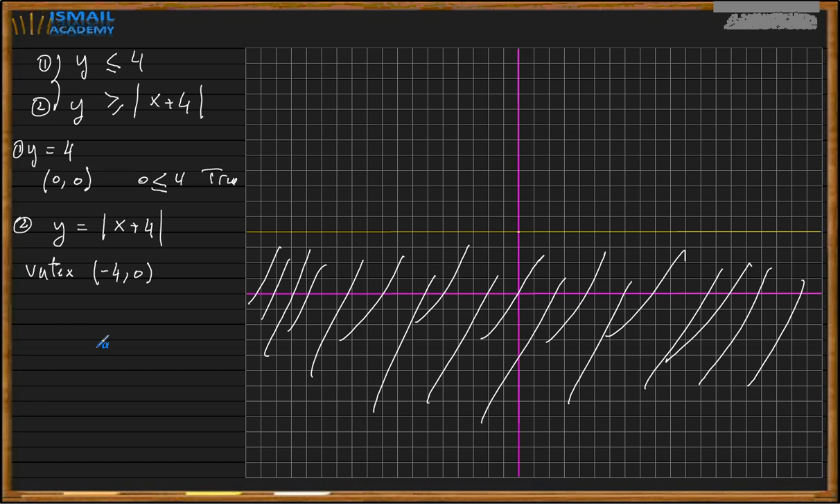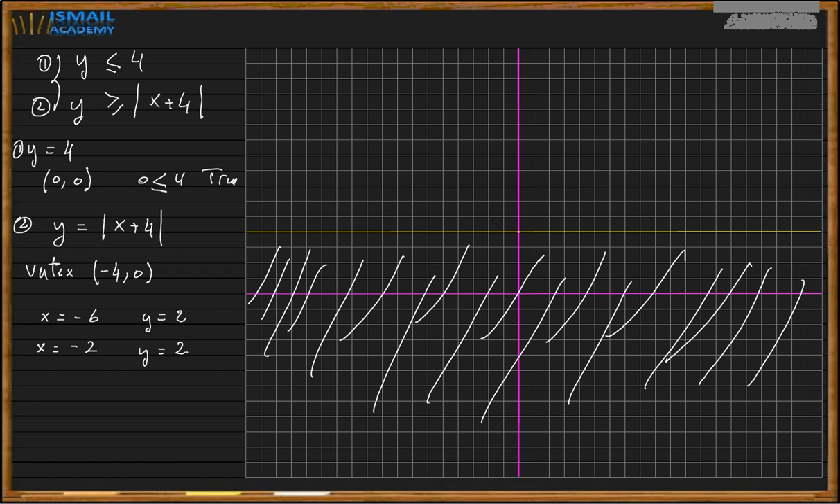And we have no x-intercept. So in that case, I'm going to pick 2 points, one from the left and one from the right, to get the y. If I choose x equal minus 5, y will be 2. And if I choose x equal minus 2, y will be 2.